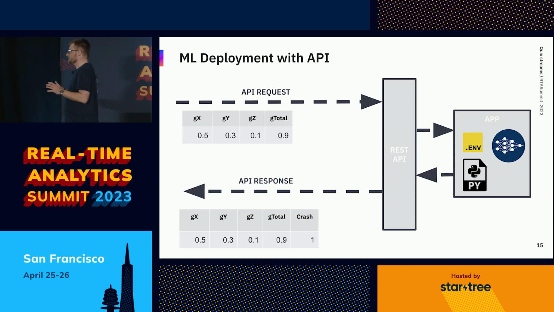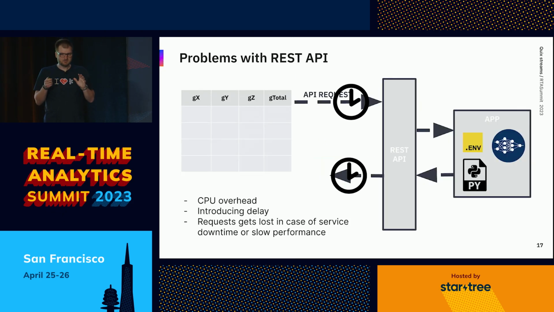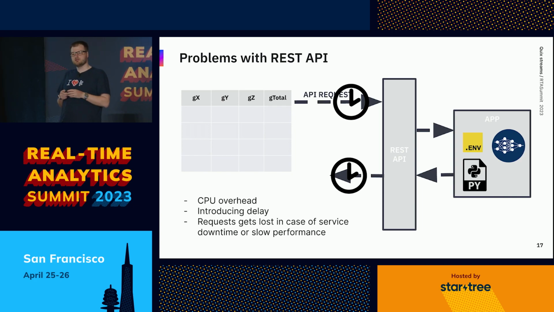Well, there's nothing bad with that, really. It's just there are some issues with this architecture. First of all, there's a CPU overhead. If you have lots of streaming data, imagine 4 hertz from each phone, thousands of phones. The orchestration of each call is not for free. Secondly, you're introducing delay, which might be a problem, might not be.